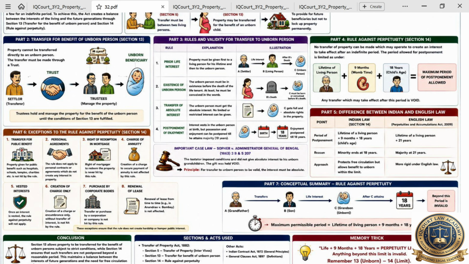They can write 100, 200, 300 years also. Here they can't restrict the property. Property should flow from one person to another person. It should not get stuck with one person. That is the reason the rule against perpetuity came into the picture in the Transfer of Property Act.